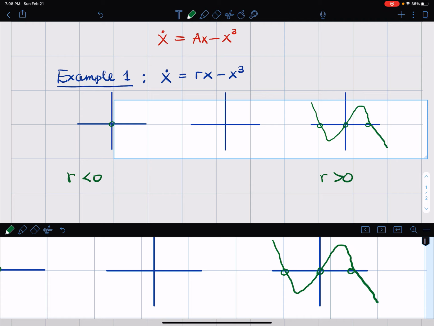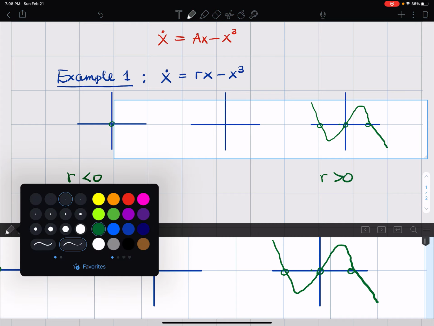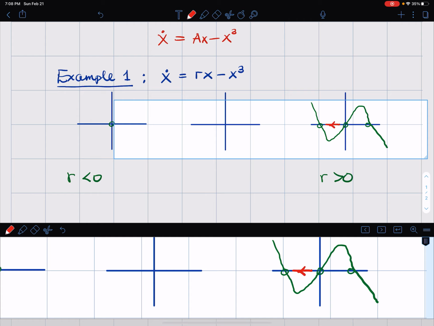So this is a type of graph you're going to get. So this is, let's do red, going this way, and coming that way, going this way, coming that way. So this is definitely stable. Let me use green for stable. This is stable, and this is unstable, okay?